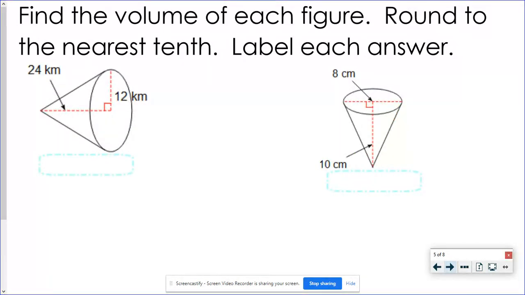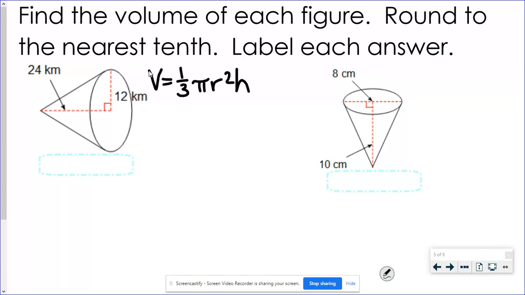For cones, we have the 1/3 in there. I'm going to do one of these with a 1/3 and do one of them with dividing by 3, so you can see both ways and decide which way you like better. For the first one, let's do the 1/3.